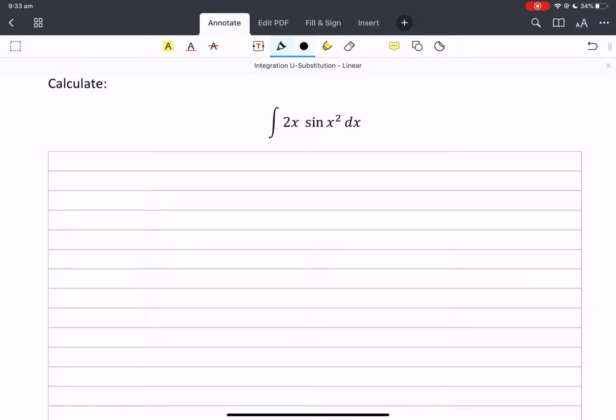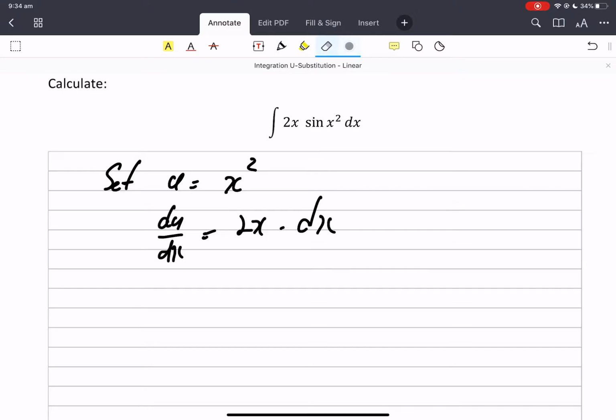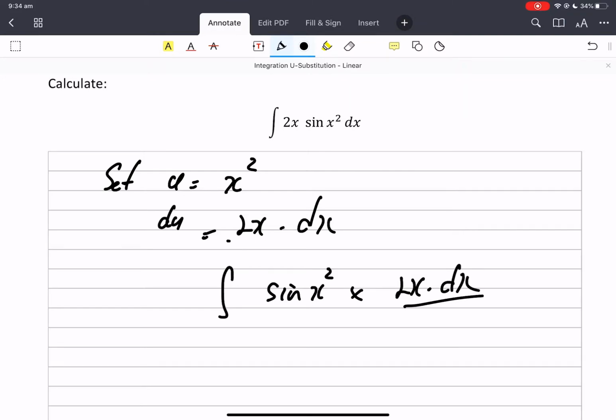Let's now do some practice before we get onto trigonometry. 2x and x squared. So set u. This is an easy trig one. x squared. So du dx will be 2x. Let's get that dx over the other side. Okay, so that's going to be the integral of sine of x squared multiplied by 2x dx.